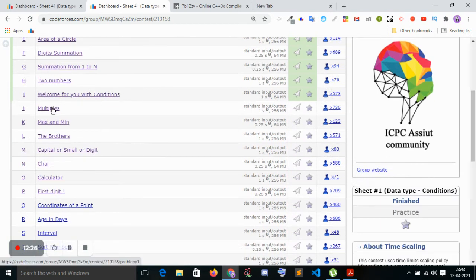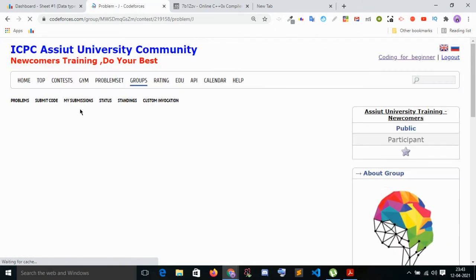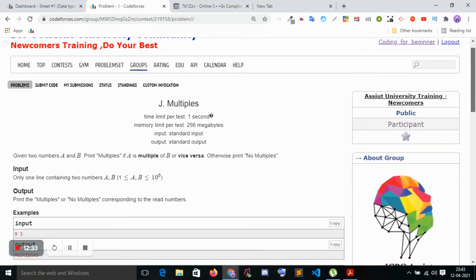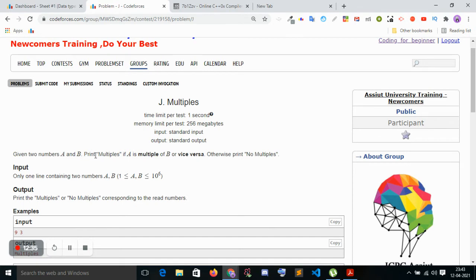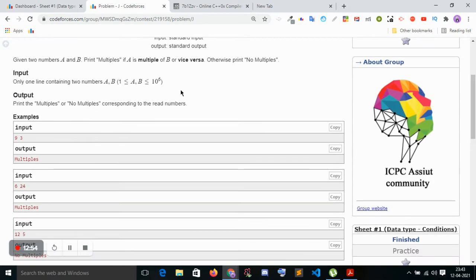So it's the multiples problem. Let's try to solve it. The question is: given two numbers A and B, print multiple if A is a multiple of B or vice versa. That means B can be a multiple of A. Otherwise print no multiples. Here 9 is a multiple of 3. 24 is a multiple of 6. Here 12 and 5 are not multiples. So there are multiple ways to solve this question.